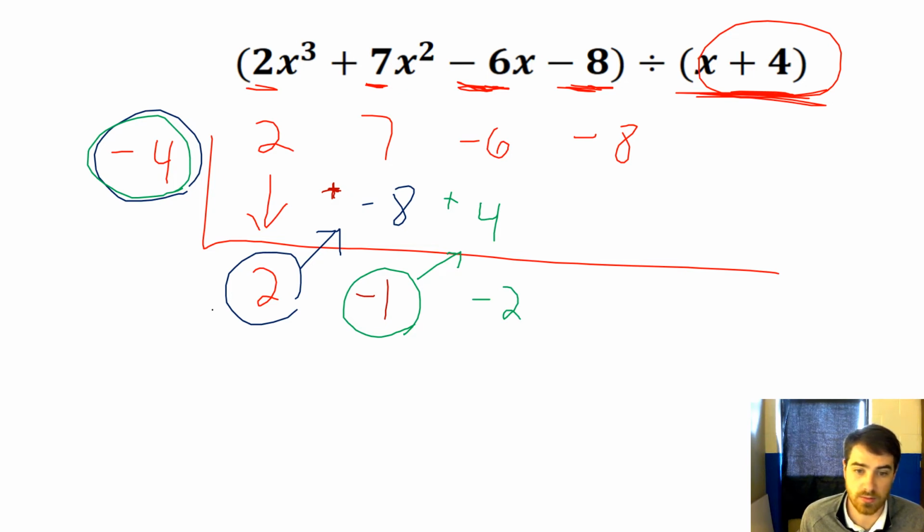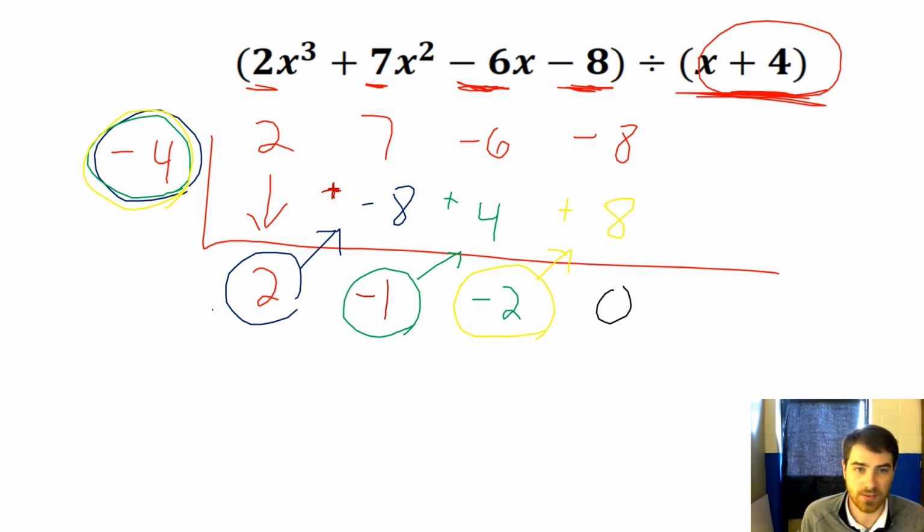Then we'll say -4 times -2 gives me +8. So flip back, be +8. So when I add those right there, -8 plus 8 is just 0. So we got a remainder of 0.